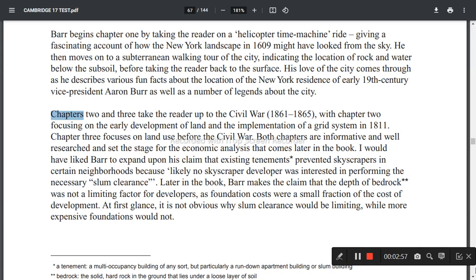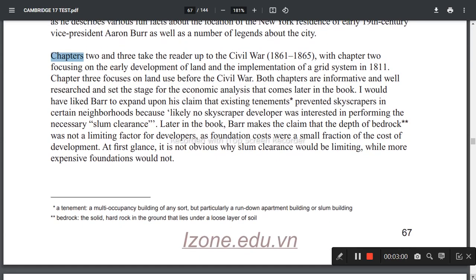Chapters 2 and 3 take the reader up to the Civil War, 1861 to 1865, with Chapter 2 focusing on the early development of land and the implementation of a grid system in 1811. Chapter 3 focuses on land use before the Civil War. Both chapters are informative and well-researched and set the stage for the economic analysis that comes later in the book.